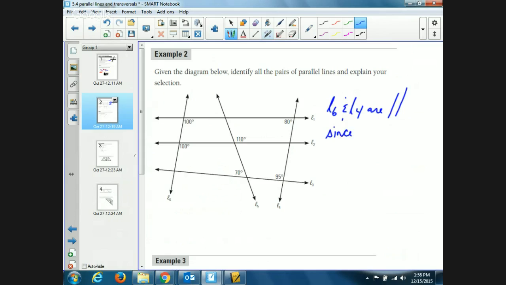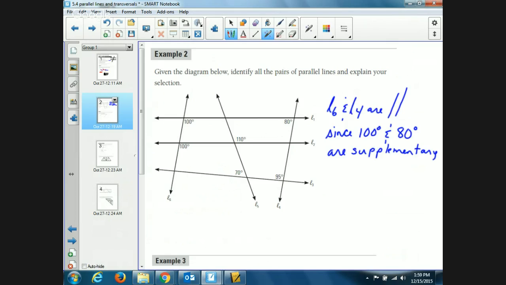Since 100 degrees, 80 degrees are supplementary. And that is using a transversal at L1, okay? That's the interior angles. Same side of transversal. Interior angles on the same side of the transversal. Make sure you get that down. Look back at your rules if you were sure what I said.